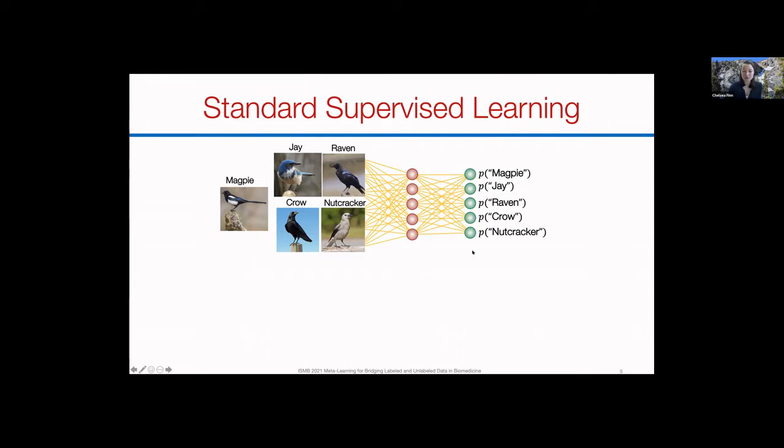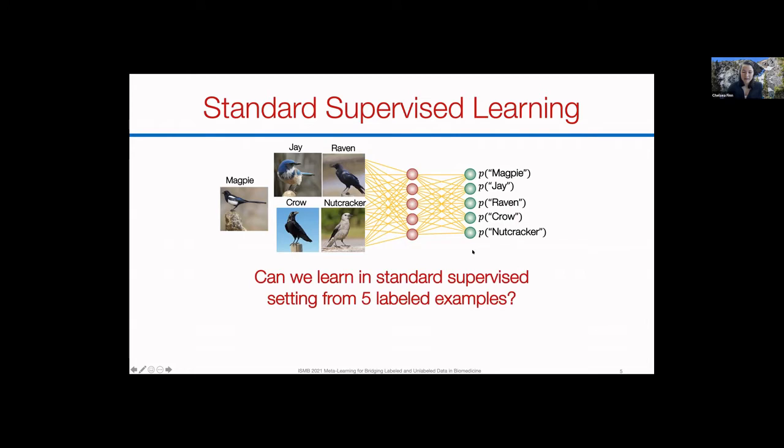And unfortunately, in standard supervised learning, if we try to train a network with just 5 labeled examples, it's going to severely overfit. It'll be able to classify these 5 examples, but it won't be able to classify new examples of jays, crows, ravens, and so forth. So how do we actually go about doing this?